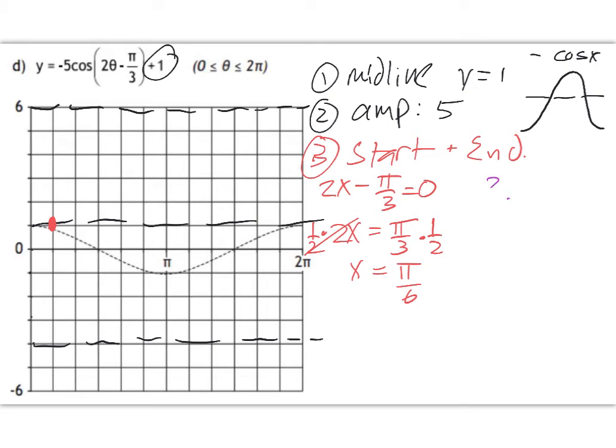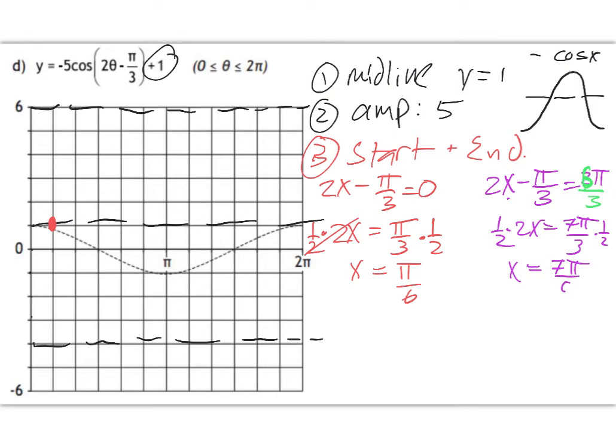All right, end point, same thing. 2x minus pi over 3 is going to be equal to 2 pi. I'm going to put this in terms of 3 as the denominator. So that should be 6 pi over 3. In solving this, I'm going to add pi over 3 to the other side. We get 7 pi over 3 times a half. We end up getting x is equal to 7 pi over 6. That's going to end up being right here for us.